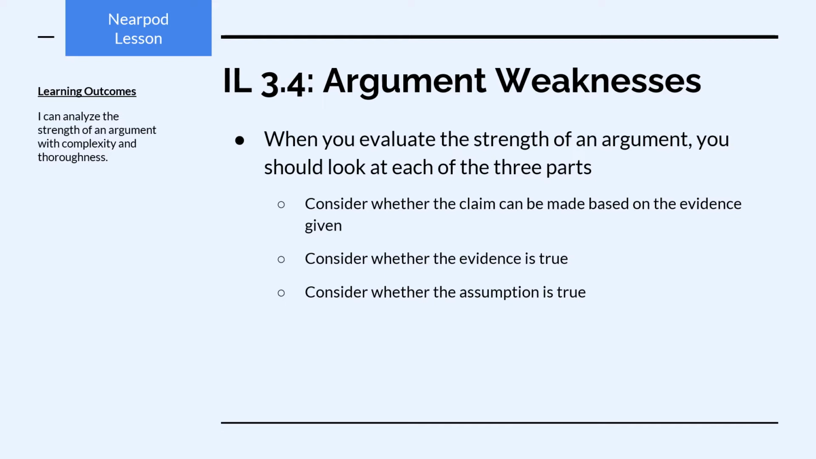Consider whether the claim can be made based on the evidence given. Consider whether the evidence is true, and consider whether the assumption is true. We're going to look at examples of what arguments look like that feature each of these kinds of weaknesses: weaknesses where the claim is disconnected from the evidence, weaknesses where the evidence is debatable or incorrect, and weaknesses where the assumption is flawed.